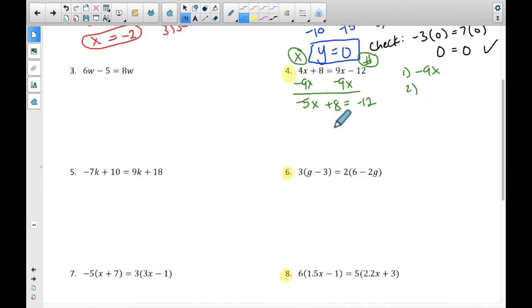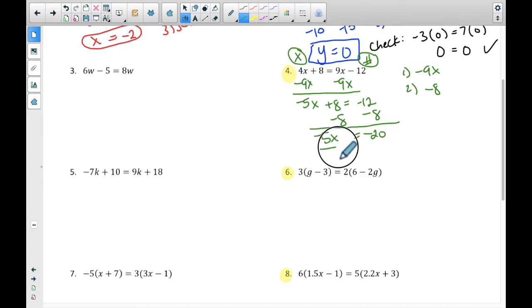I have an 8 over here. It's not supposed to be there. It's supposed to be on the other side, the number side. So I'm going to subtract that from each side. And again, be careful with your negatives. Negative and a negative is going to be a negative 20. Negative 12 minus 8 is negative 20. If you're not sure, use your calculator.